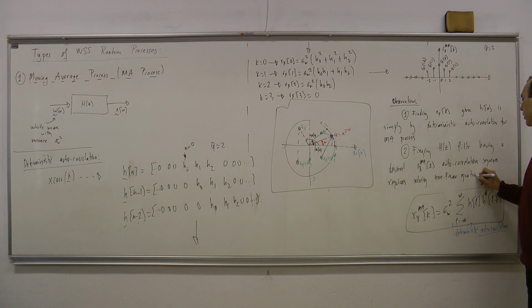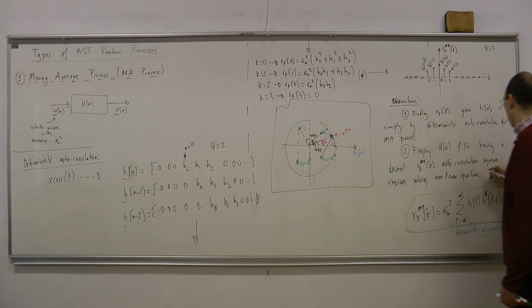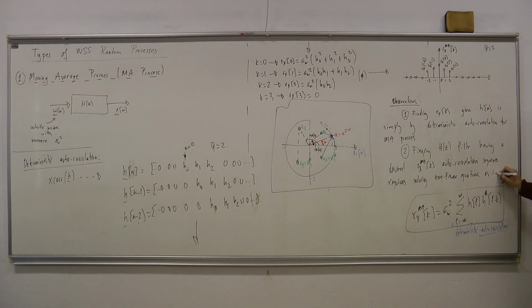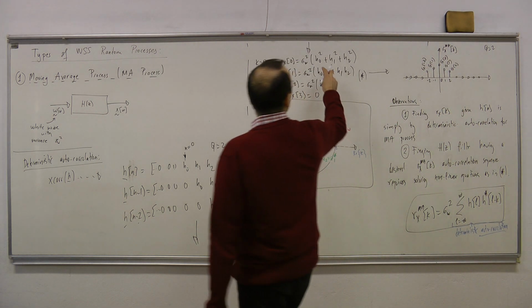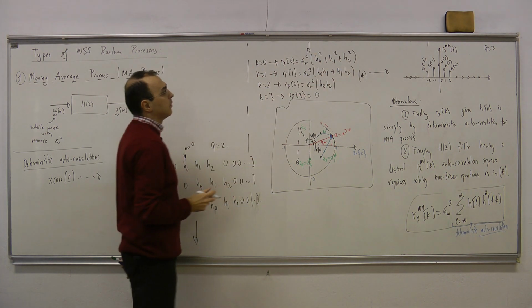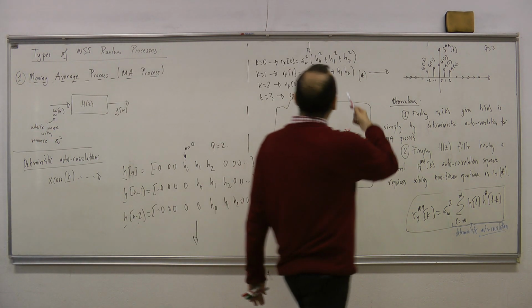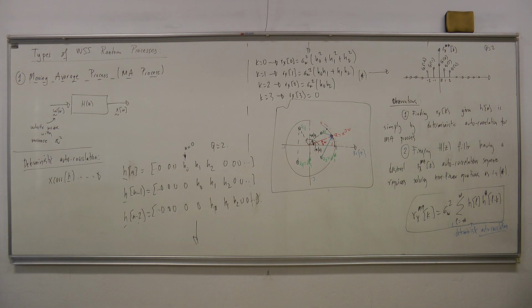So what are those equations? For example, let me put a star over here. Okay? So you need to find H0, H1, H2 from these three equations. That is it. So if you can solve those equations, if there is a solution, you are done.